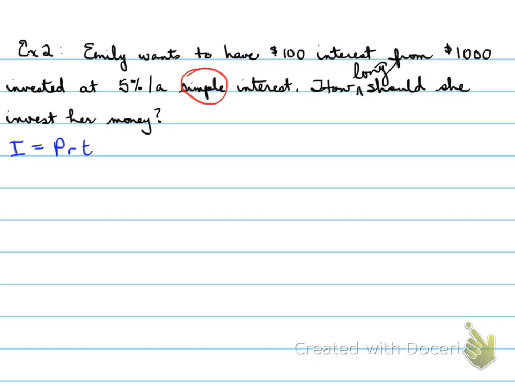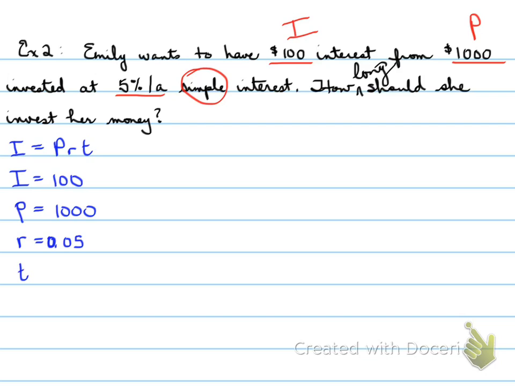Simple interest, we know that it's $1,000, which represents our P value. $100 interest represents our I value. Again, every capital letter involves a dollar value. And we have a rate of interest of 5%. So, I represents 100. P represents 1,000. R represents 0.05. T represents what we don't know. We need to know how long it will take for her to get $100. So how long should she invest her money?